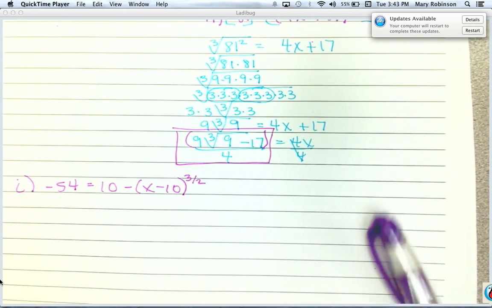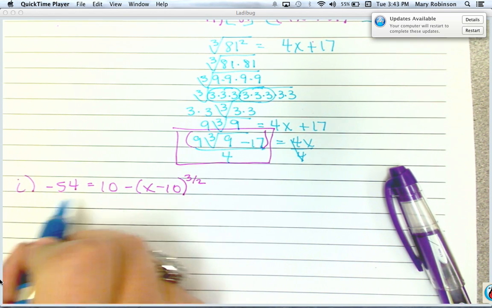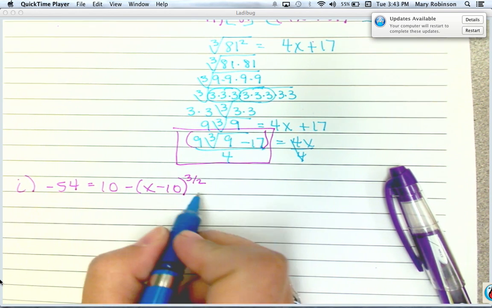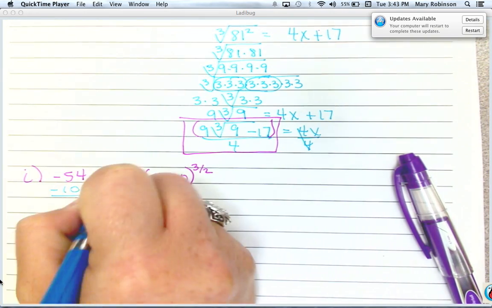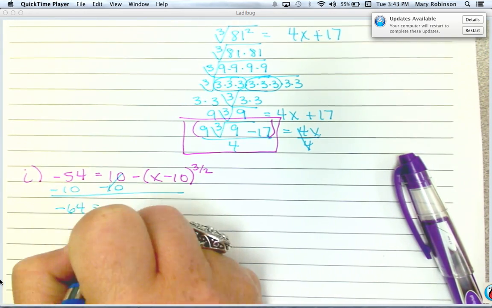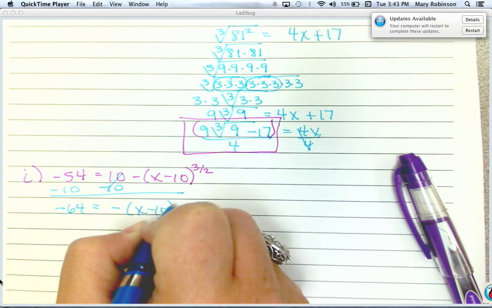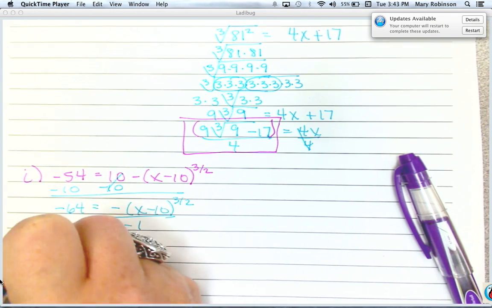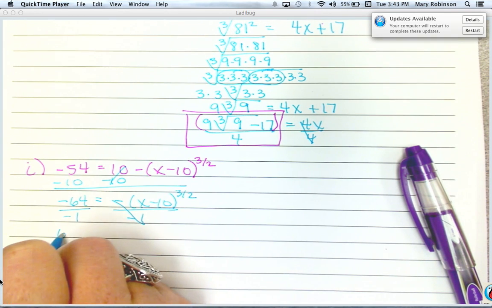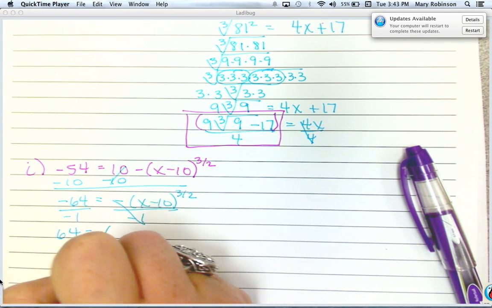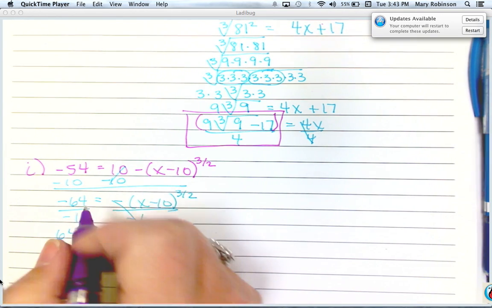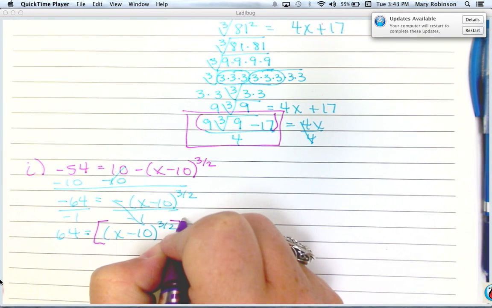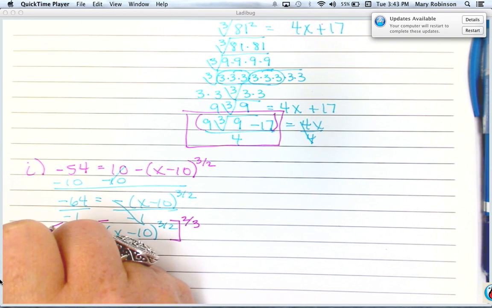All right, so to get this by itself, you want to move the 10 and then get rid of the negative, and then you'll be able to get rid of the exponent. So our first step would be to subtract 10 from both sides. Divide through by a negative 1. Raise both sides to the exponent inverted here, so 2/3.